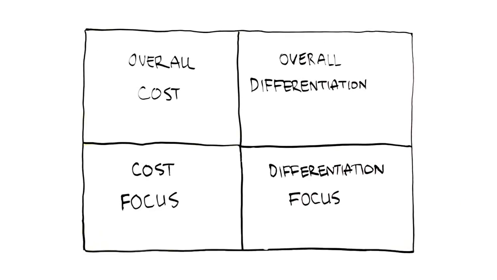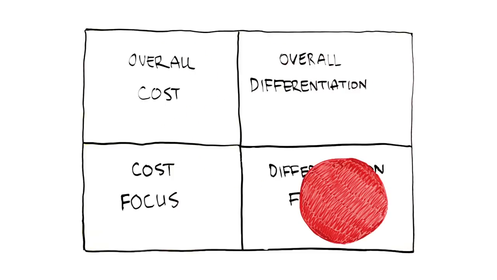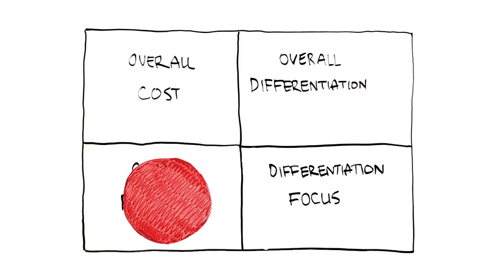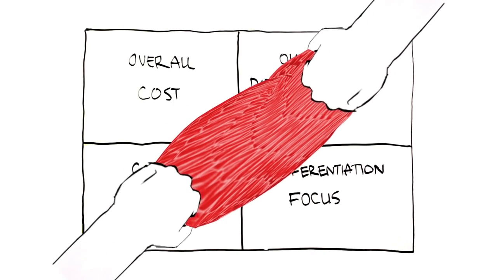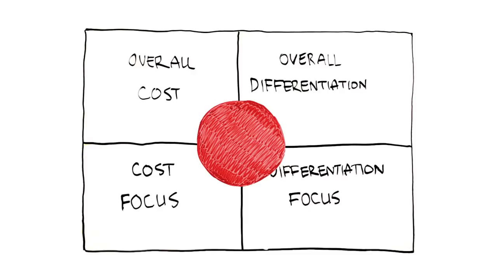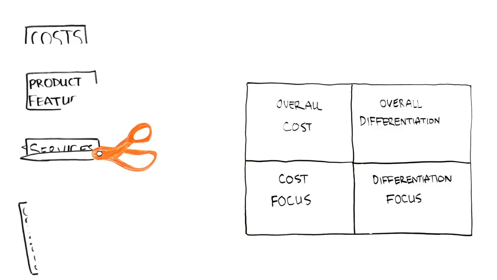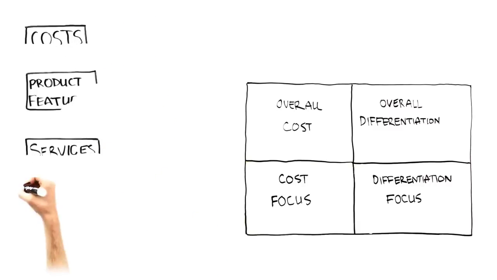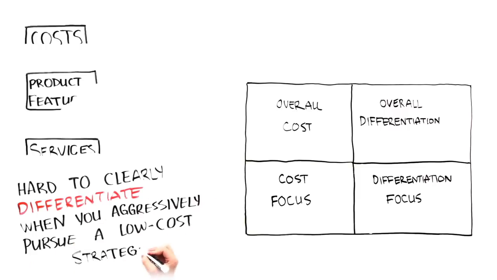So generally, you can select any one of these four generic strategies in your efforts to achieve a competitive advantage. It is very difficult, however, to try to do more than one. Companies that try to do more than one frequently get stuck in the middle. You see, when you cut costs aggressively, then you also tend to cut product features and services. Thus, it is very hard to clearly differentiate your product when you are aggressively pursuing a low-cost strategy.